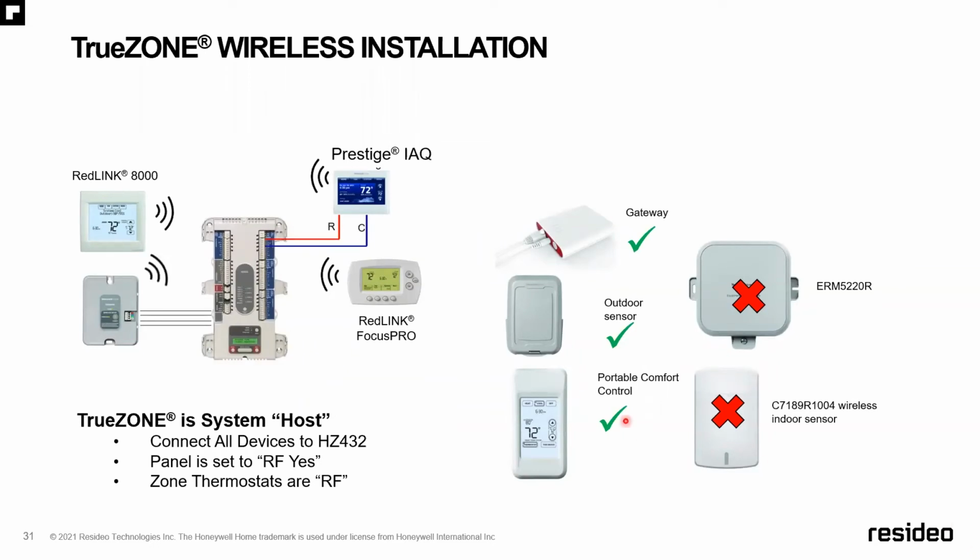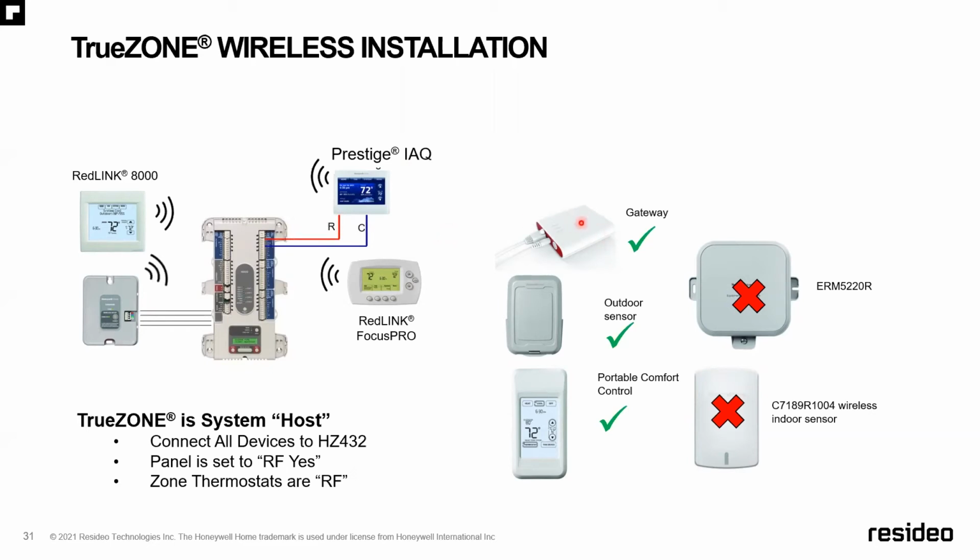Now, this is that wireless adapter I was talking to you about that hooks up to the ABCD terminals of the zoning board that allows this 100% battery powered RedLink 8000 thermostat or our battery powered Focus Pro to communicate heat and cool calls to the board. Now on our Prestige, to get that gorgeous color screen that can be any color that you prefer, we do have to have 24 volts to the sub base of it, but please understand it doesn't have to come from the zoning board. It can come from an independent transformer.